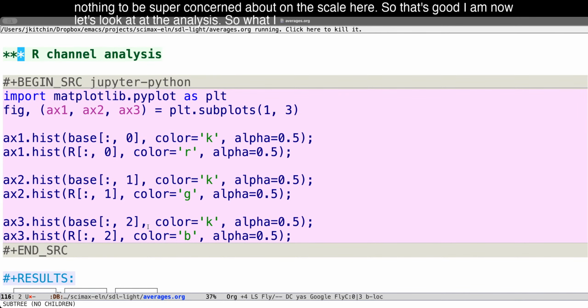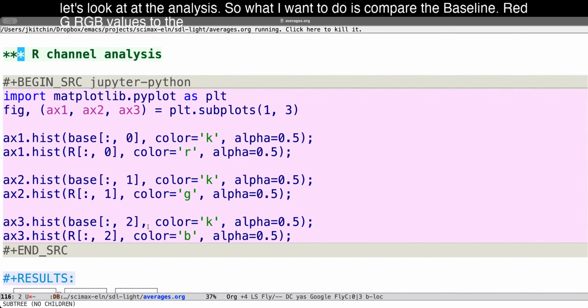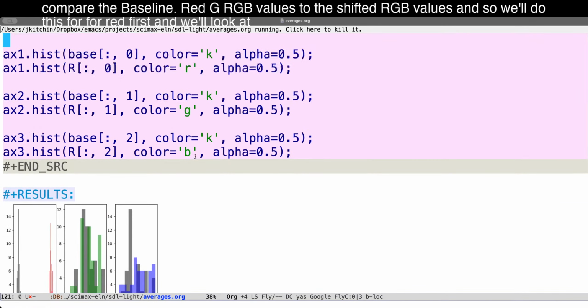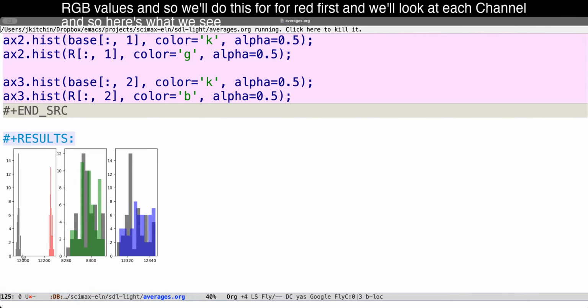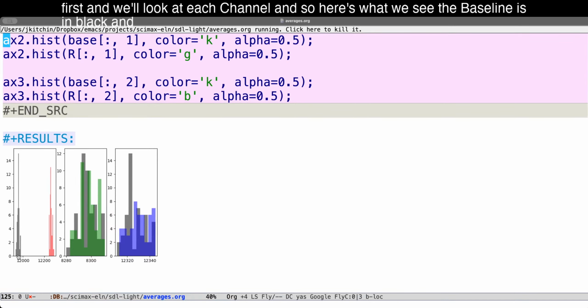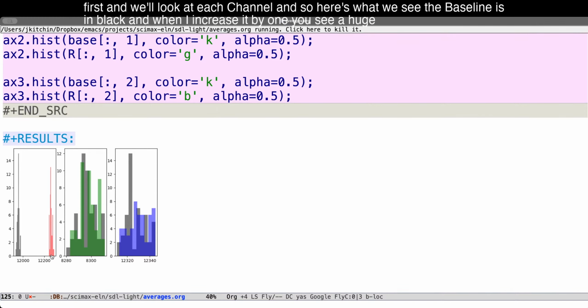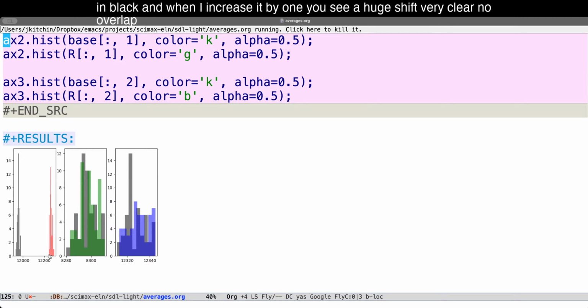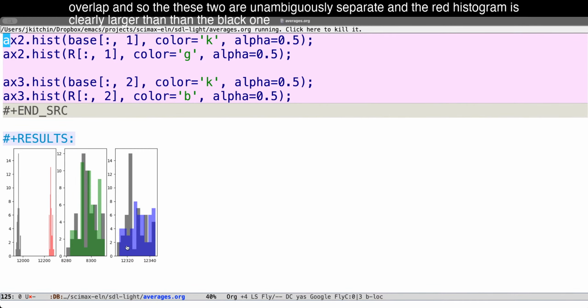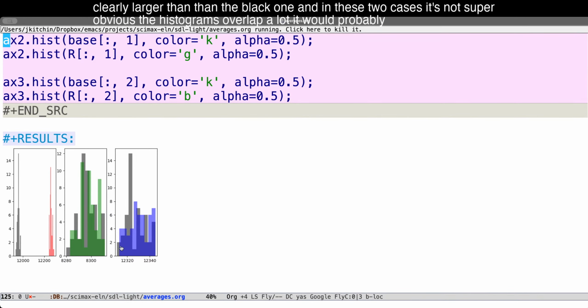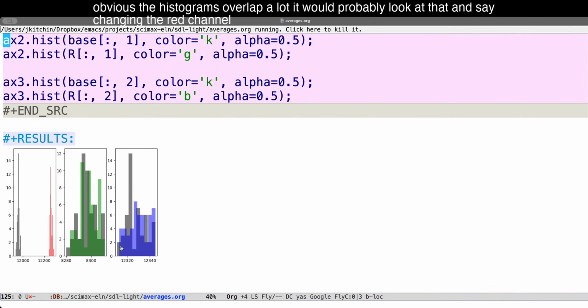So what I want to do is compare the baseline RGB values to the shifted RGB values. We'll do this for red first, and we'll look at each channel. And so here's what we see. The baseline is in black, and when I increase it by 1, you see a huge shift, very clear, no overlap, and so these two are unambiguously separate. The red histogram is clearly larger than the black one. And in these two cases, it's not super obvious. The histograms overlap a lot. You would probably look at that and say, changing the red channel does not change green and blue.